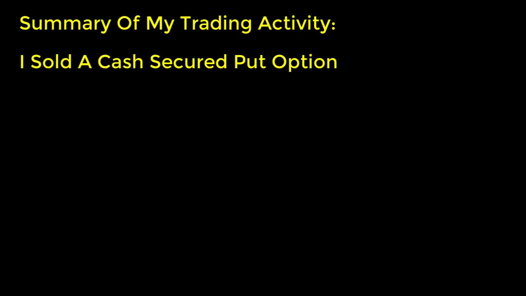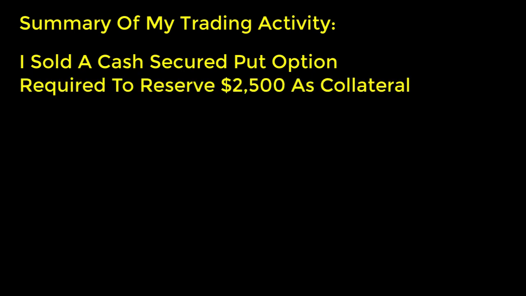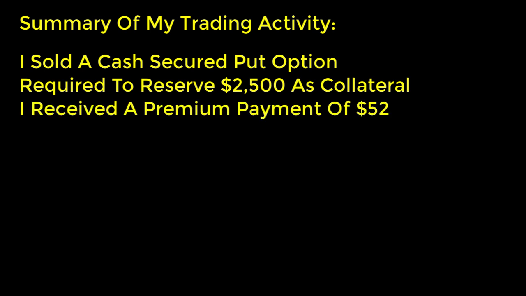So I sold a cash secured put option, and in order to sell it, I had to reserve $2,500 as my collateral. And that was calculated by taking the strike price times 100 shares. In return for selling the cash secured put option contract, I received a premium payment of $52, which showed up as a credit deposited immediately into my trading account.